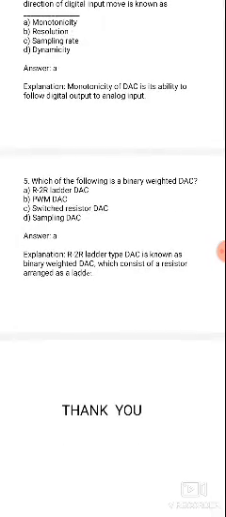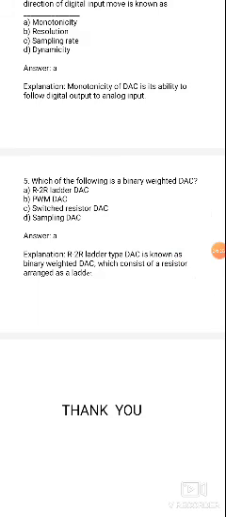Next, which of the following is a binary weighted DAC? R-2R, pulse width modulation (PWM) type digital to analog converter, switched resistor digital to analog converter, sampling digital to analog converter. So the binary weighted resistor DAC is followed by the R-2R ladder network, which overcomes the disadvantages of the binary weighted resistor. Next we go for the R-2R ladder network.